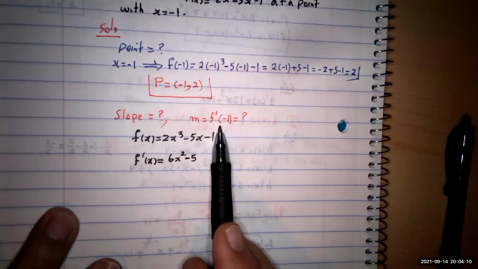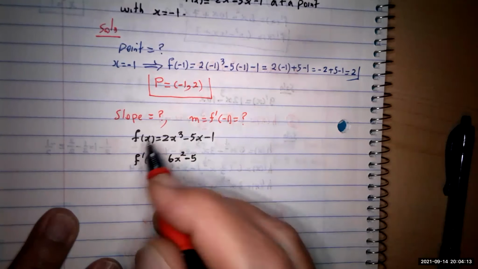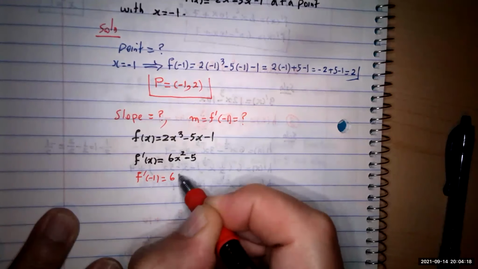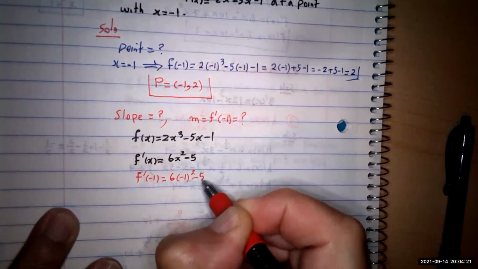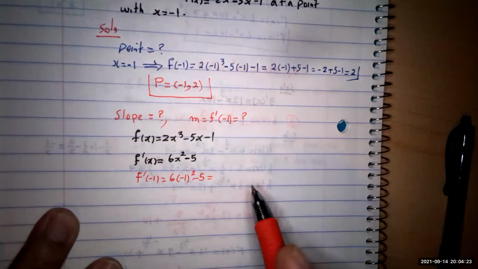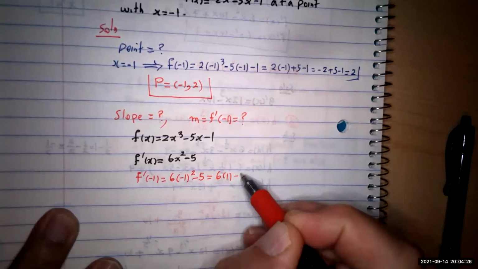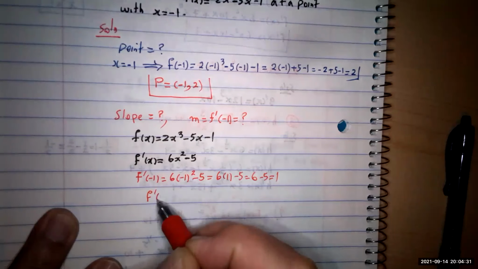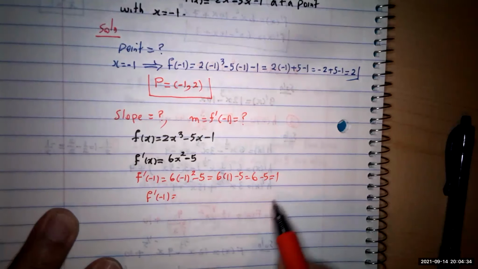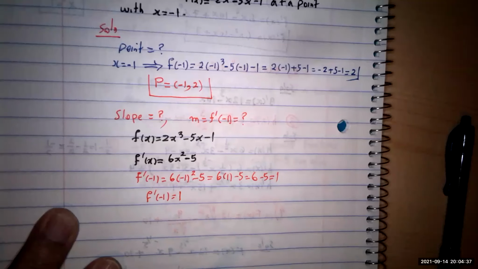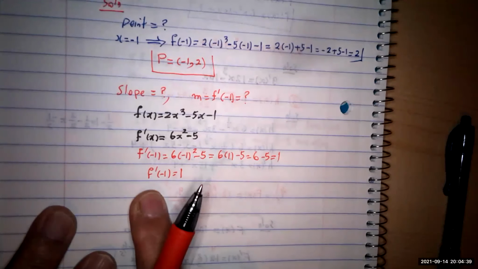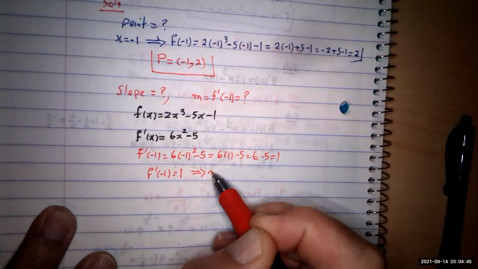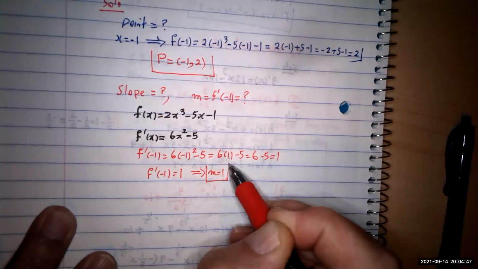Now find f prime of negative 1. So what's going to be f prime of negative 1? You carefully substitute. So use parentheses, 6 times the negative 1 squared minus 5. Negative 1 squared would be a positive 1. So that gives us 6 times 1 minus 5. It's a 6 minus 5, which is 1. So f prime of negative 1 is equal to 1. And you know that the f prime is the slope. So this means m, the slope of a tangent line, is equal to 1.